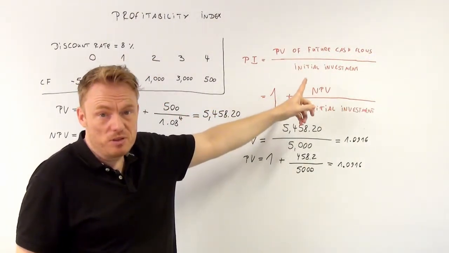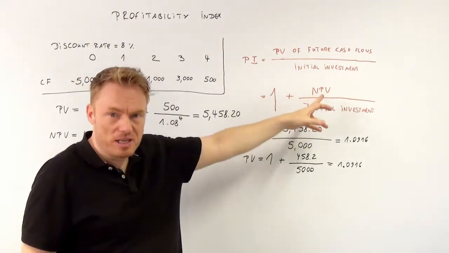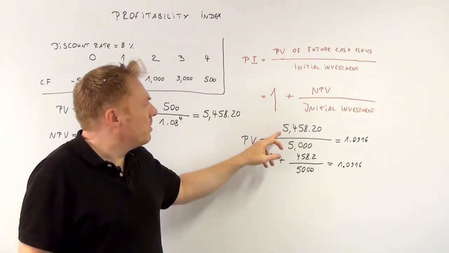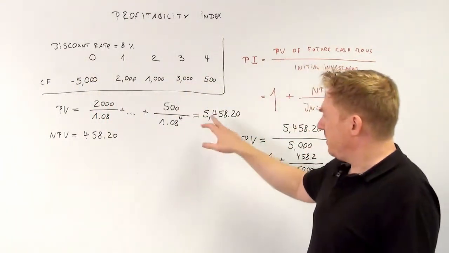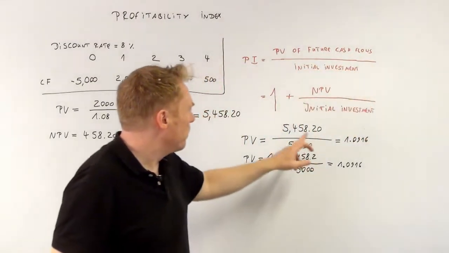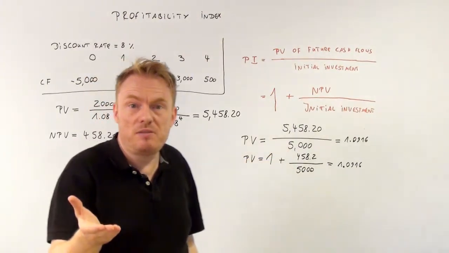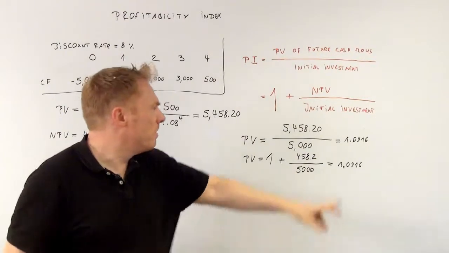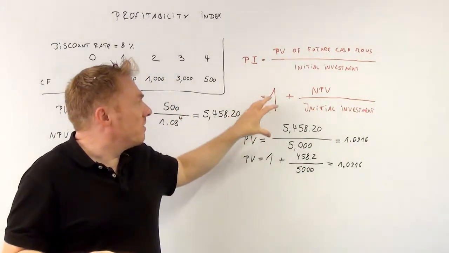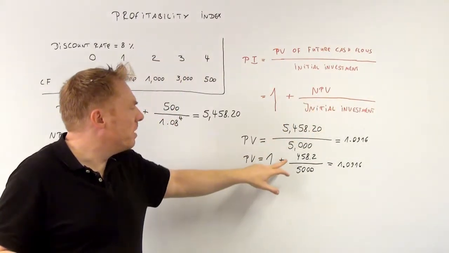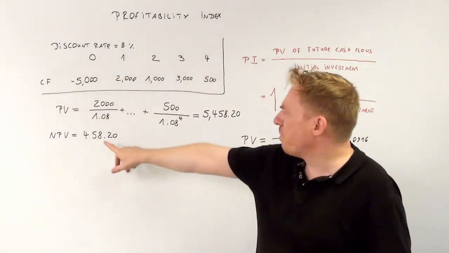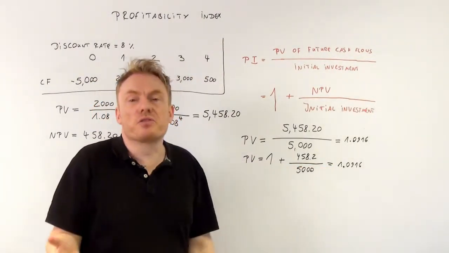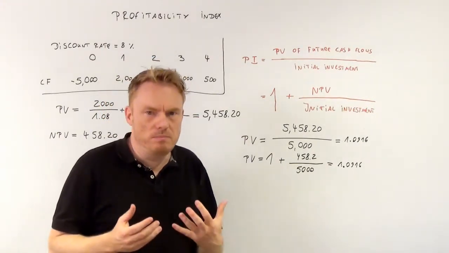So now, the number we want to look at, profitability index, equals the present value of future cash flows divided by the initial investment, or of course, which gives us the same, 1 plus net present value, not the present value, but net present value divided by the initial investment. We calculated the present value of future cash flows to be $5,458 divided by the initial investment. You bought the machine for $5,000 in period 0. Now, the profitability index equals 1.09. Let's just try this formula. 1 plus the net present value, which was $458, divided by $5,000, the initial investment, equals, of course, the same number, 1.09.